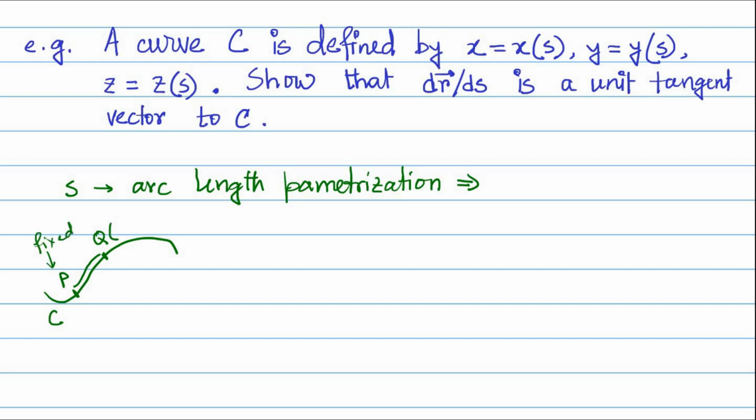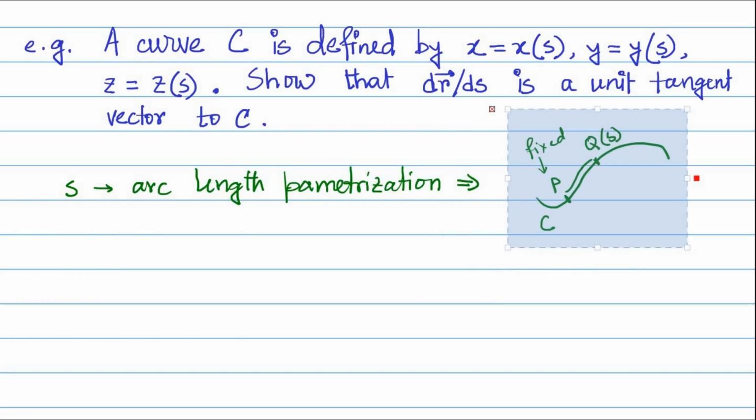And the point Q is a function of s, because as you change the value of s, the point Q changes its position. So that means the distance s is always being measured from the fixed point P that lives on the curve C. As you change the value of s, you go from one point to another point, so you go along the curve C. Well, that is the goal of parameterization.